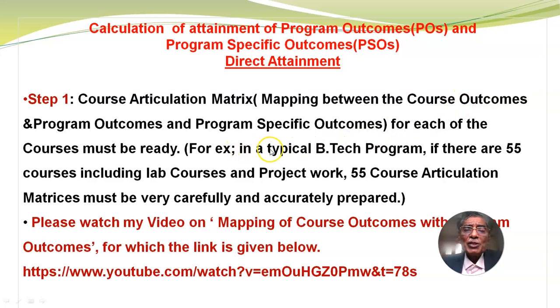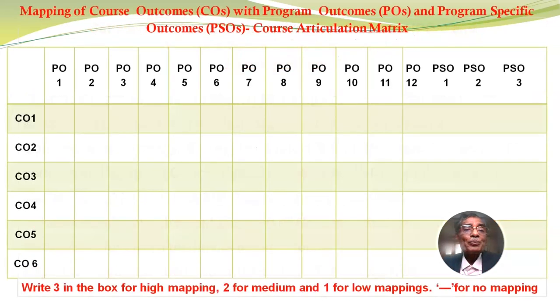For example, in a typical BTech program, if there are 55 courses, including lab courses and project work, 55 course articulation matrices must be very carefully and accurately prepared. Please watch my video on mapping of course outcomes with program outcomes, for which the link is given below. Then you will have greater clarity how to map the course outcomes with program outcomes and program specific outcomes. That clarity is very much essential.